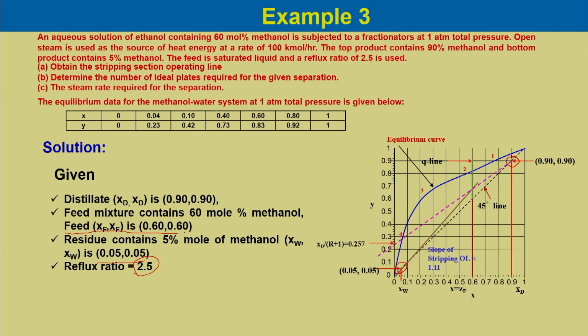The feed condition given is 0.60 mole fraction, so 0.6. We can locate the point on the 45-degree diagonal, and the feed is saturated liquid, so we can plot the q line, which is vertical from this 45-degree diagonal. We calculate XD by R plus 1, which is 0.257. So we can draw the operating line in the rectifying section, and also connect the operating line in the stripping section.